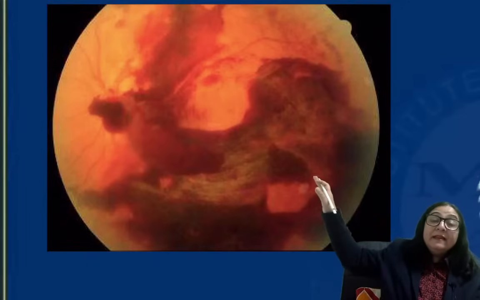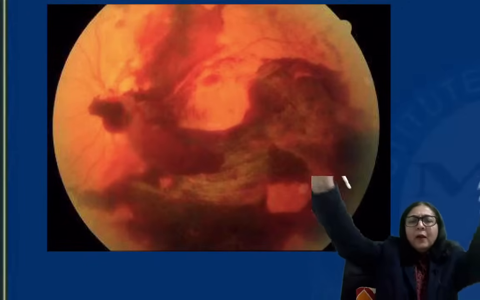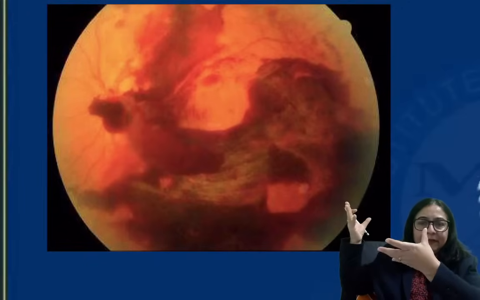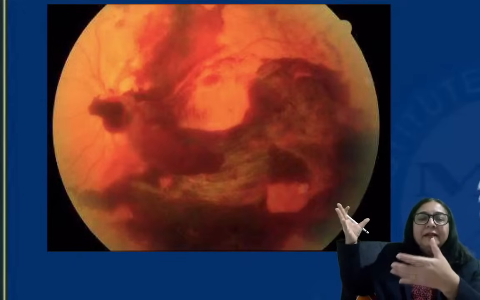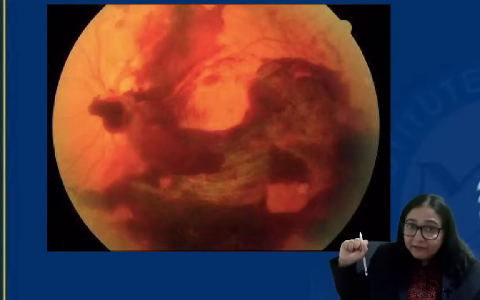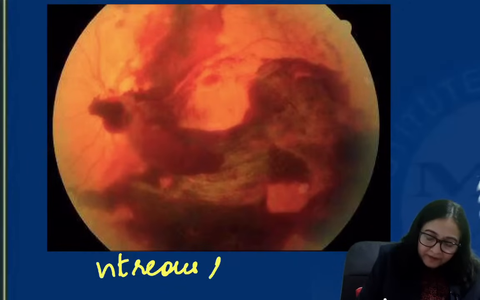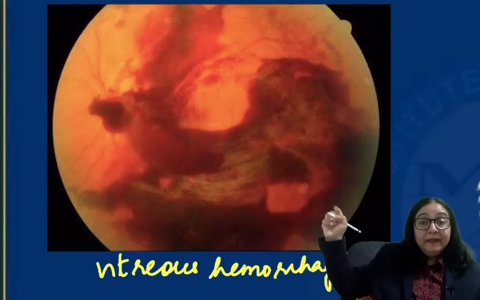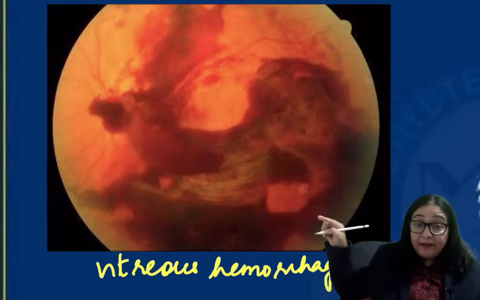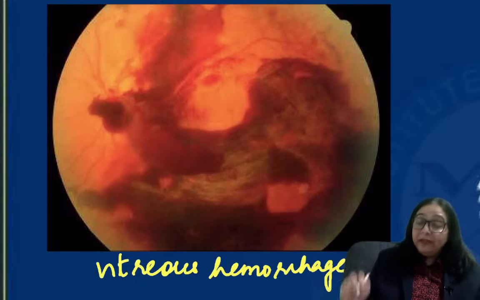Now what you are seeing here, beta. So here you see the blob of the blood, the big clots of the blood, they are floating in the vitreous cavity. So this is vitreous hemorrhage. The blood clots are obscuring the view of the retina. So this is how a vitreous hemorrhage will look like.